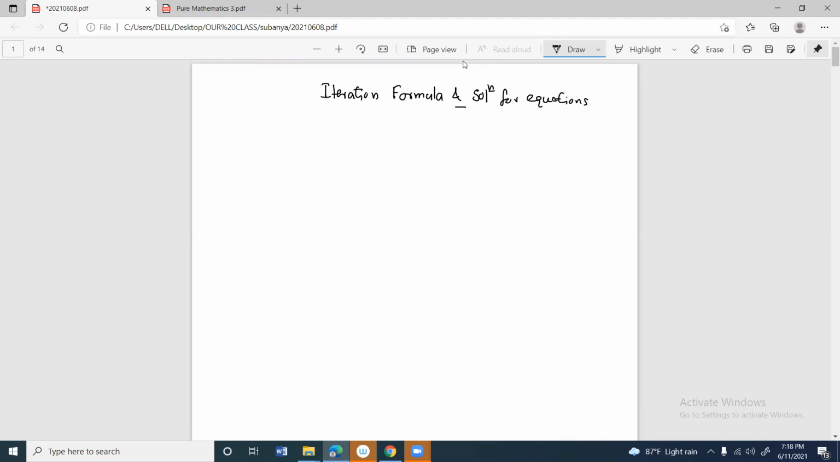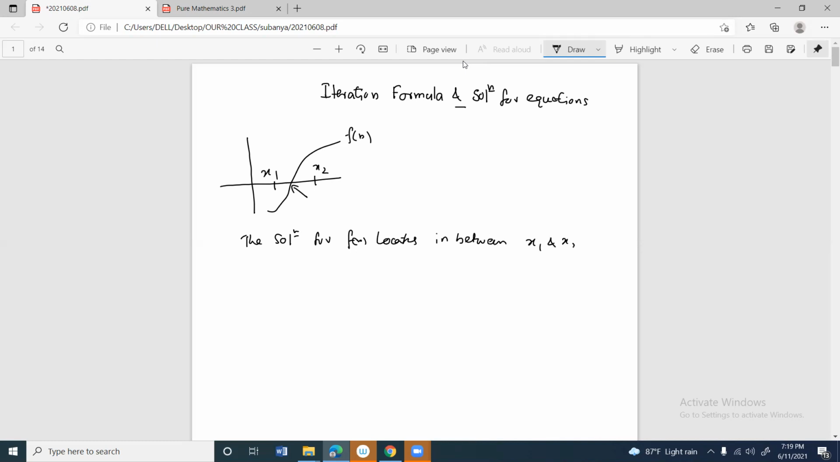So we know that suppose there is a function f(x) over here, and it exists between x1 and x2. If the sign changes over here, we know that the solution for f(x) is located in between x1 and x2. Right.